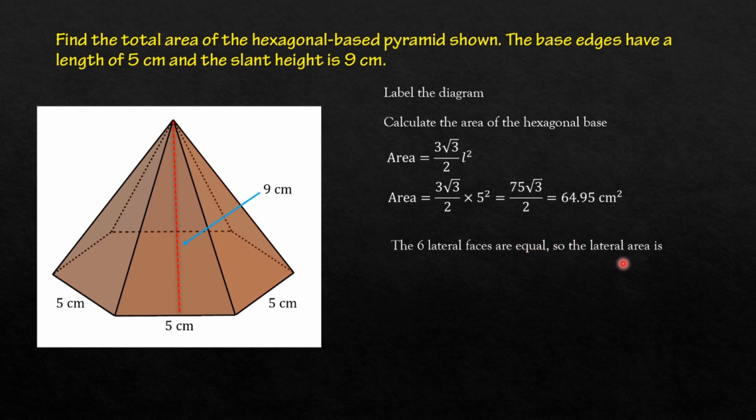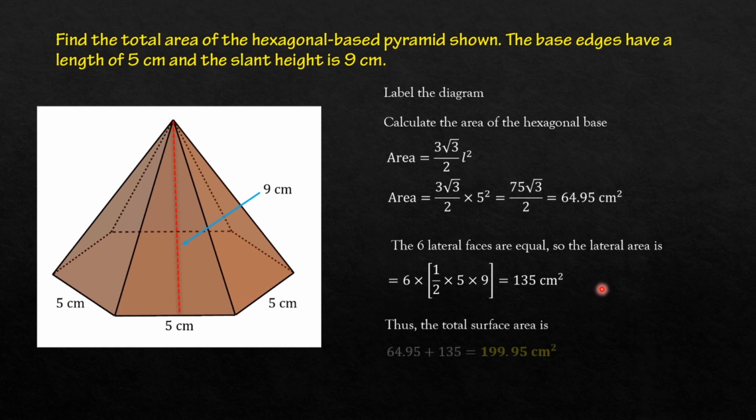The 6 lateral faces are equal, so the lateral area is 6 times half times the base, which is 5, times the height of the triangle, which is 9. We'll get 135 square centimeters. Thus, the total surface area is 64.95 plus 135 equals 199.95 square centimeters. That's the total area of that hexagonal-based pyramid.